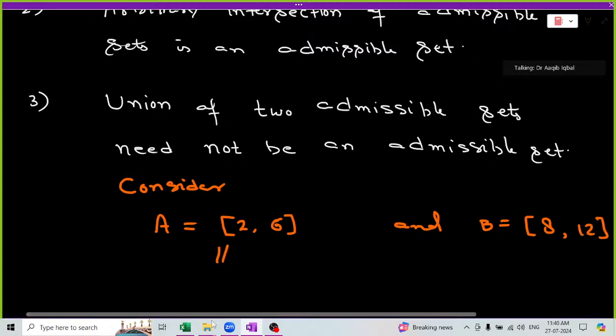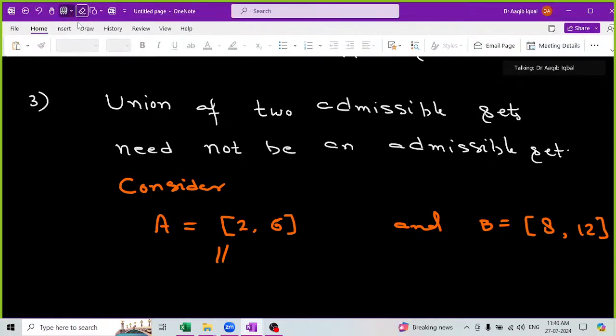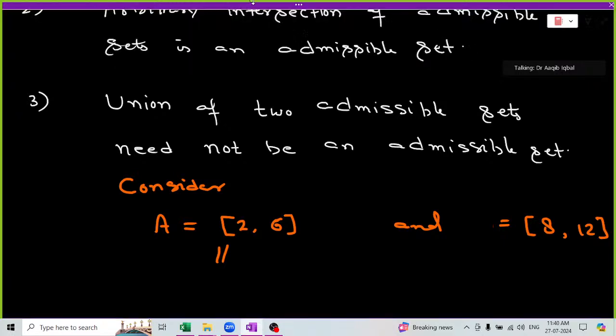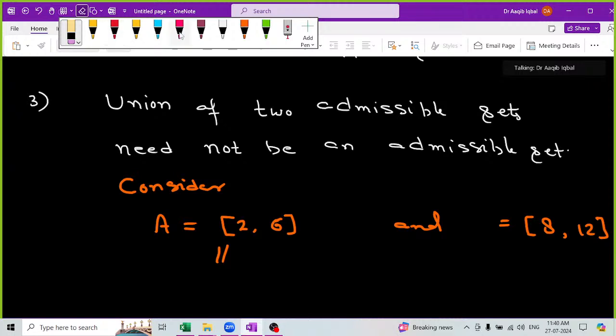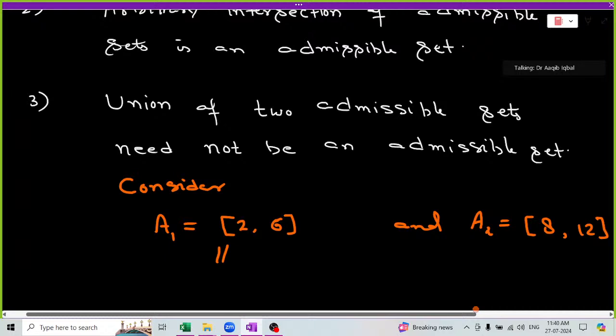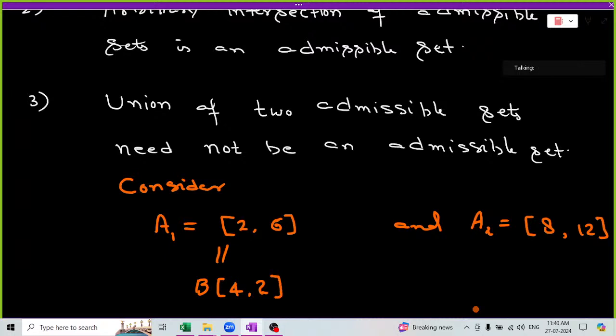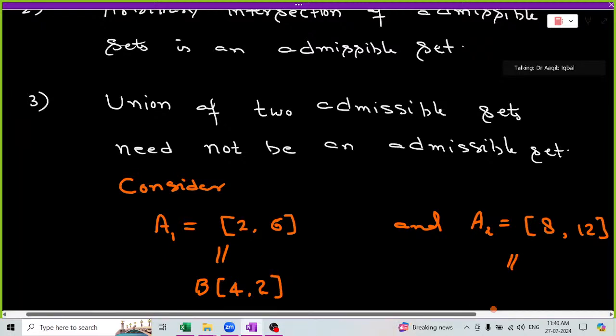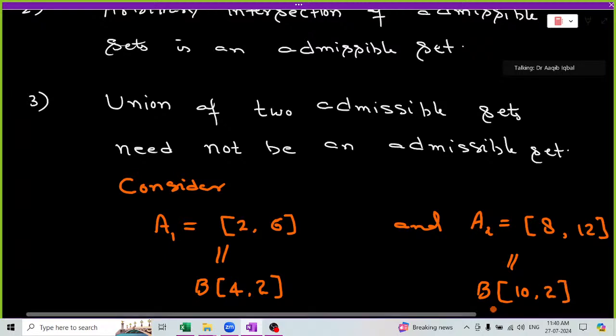Now this A you can write this as the closed ball. आप सेट्स को डिनोट करेंगे बाय A1 and A2. This set is going to be A1 and this set is going to be A2. Now A1 देखिए, I can write this A1 as the closed ball whose center is 4 and whose radius is 2. ठीक है ना? Likewise A2 I can write it as the closed ball whose center is 10 and whose radius is 2.